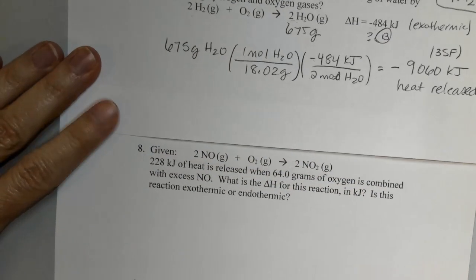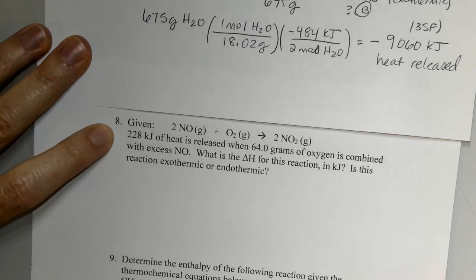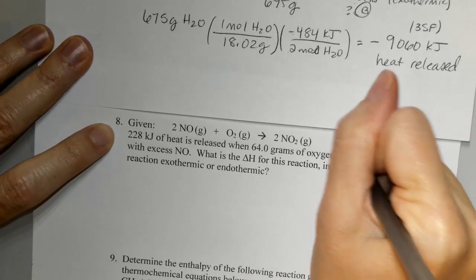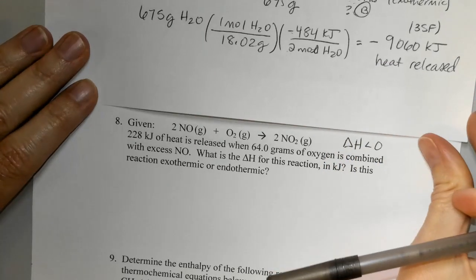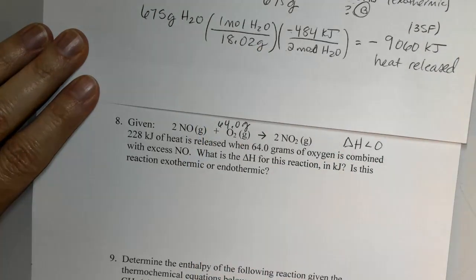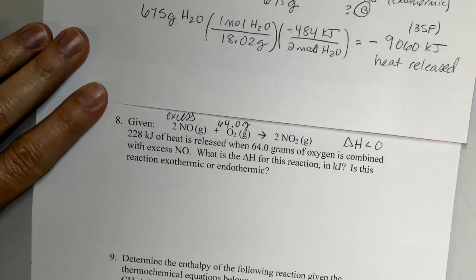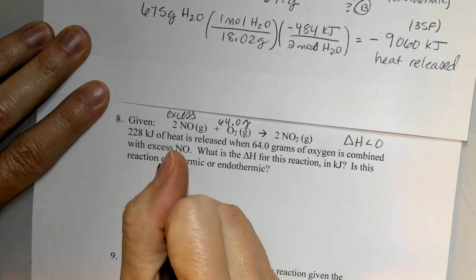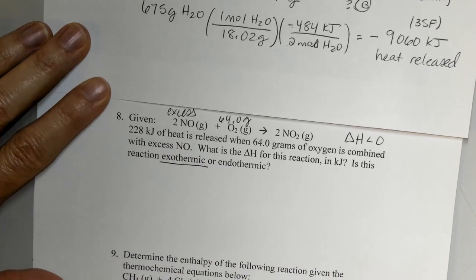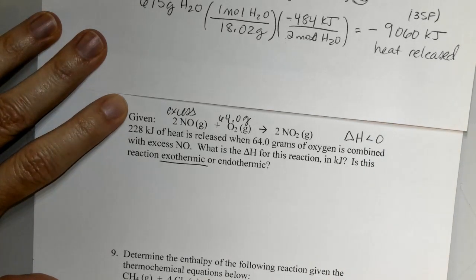All right, so next page, another thermochemical equation, or at least we're trying to get there. It says 228 kilojoules of heat is released. So again, we're going to know here that delta H is less than 0, going to be negative, another exothermic reaction, when 64 grams of oxygen is combined with excess NO. And we want to know the delta H for the reaction. All right, we already talked about it is exothermic because it's got a negative delta H. Energy is being released.